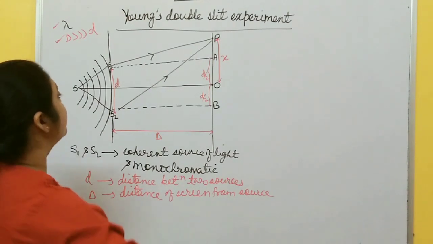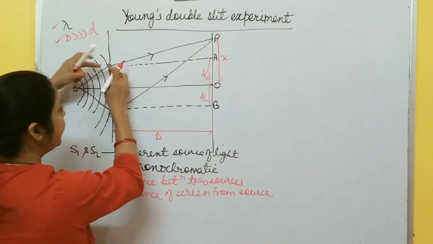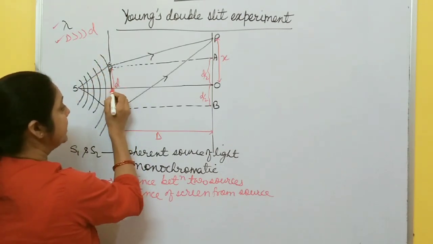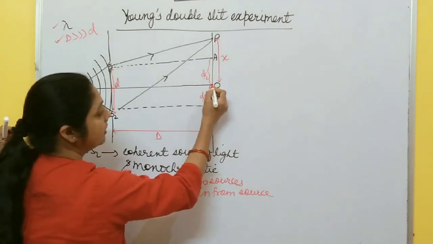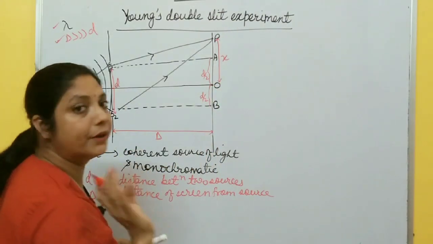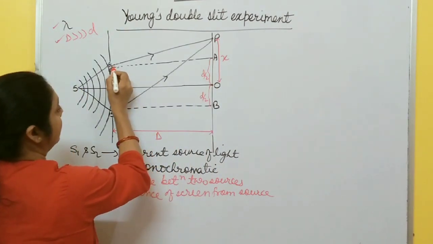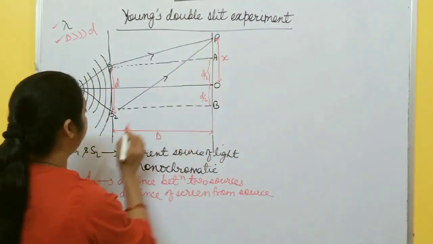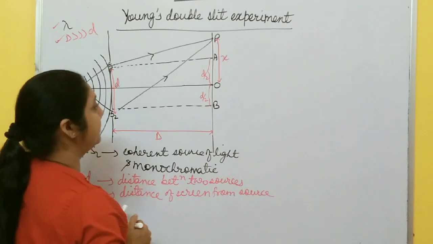Okay, now suppose this one is the midpoint of the sources S1 and S2. From this midpoint of the two sources S1 and S2, draw one perpendicular line which reaches the screen at point O. This O is the midpoint of the screen also. Again, suppose from S1 draw one perpendicular on the screen at point A, and from S2 also draw one perpendicular on the screen at point B.